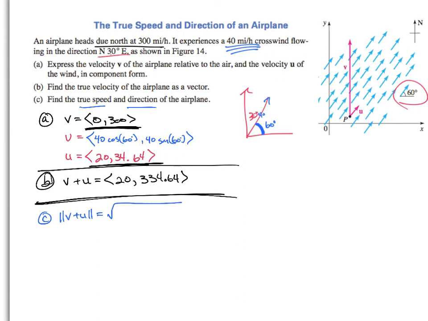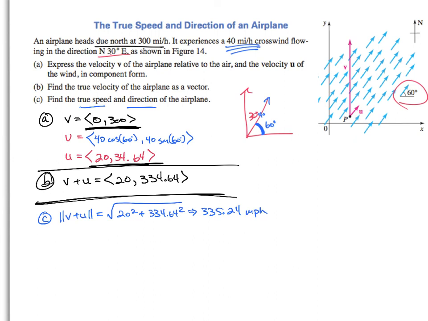So it'd be square root of 20 squared plus 334.64 squared. And I put that in. And what did we get for the magnitude or true speed? 335.24 miles per hour.